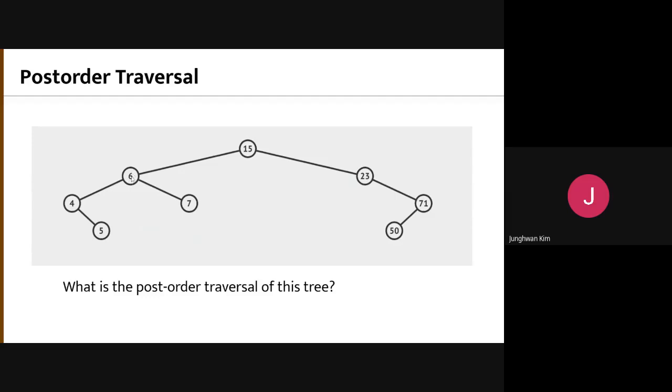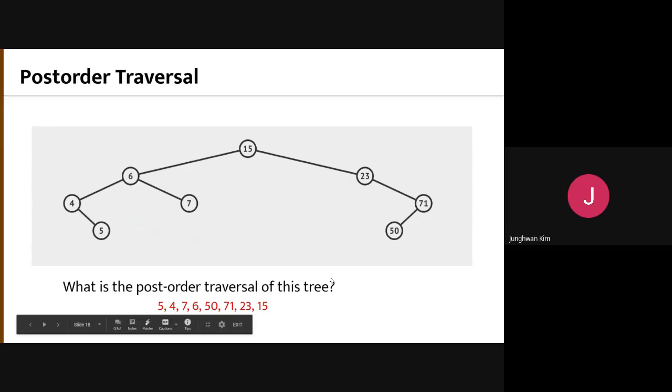And then in 6, we call the traverser for 4 first. And then in 4, we call the traverser for 5 first. So that means 5 should come first, and then the next one is 4. Then we go to the right child of 6, and then 6. So the post-order traversal of this tree has a sequence like this.